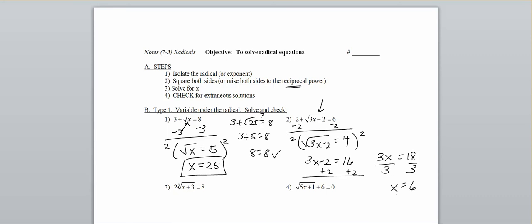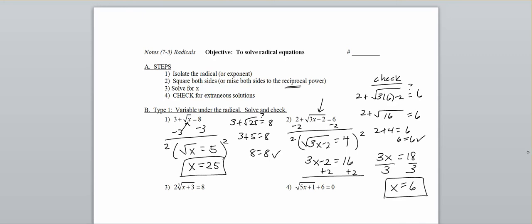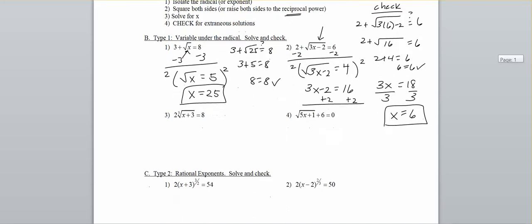All right, before I circle that answer, let's do a quick check. So my check is going to be 2 plus, I'm going to plug in x as 6 and say, does that equal 6? So 2 plus, I have 18 minus 2 is 16, square root of 16 is 4, so that gives me 6 equals 6. So indeed, x equals 6 is a solution to our equation.